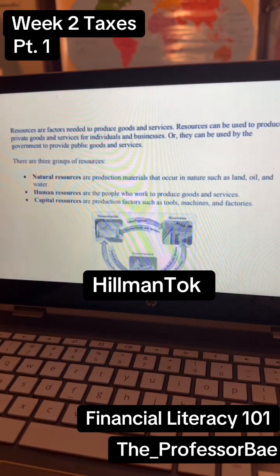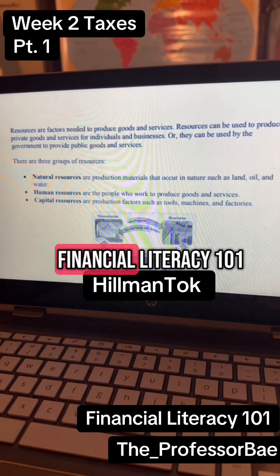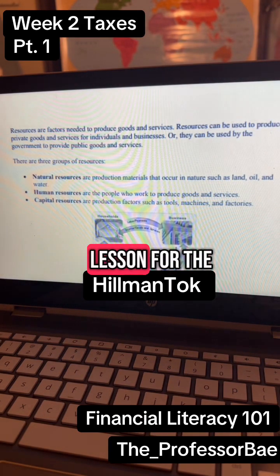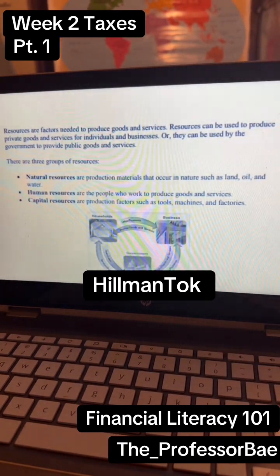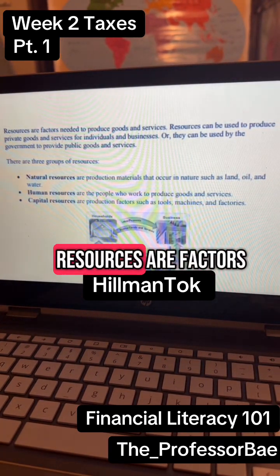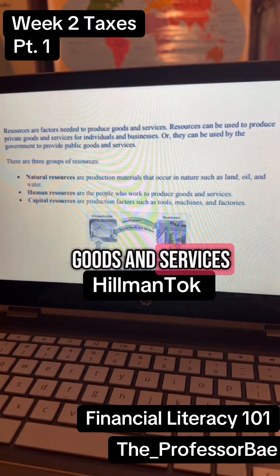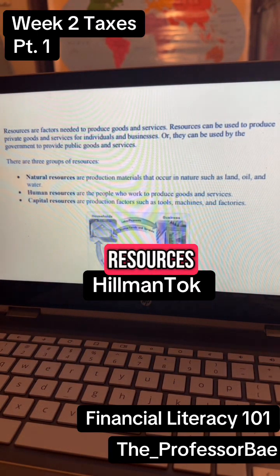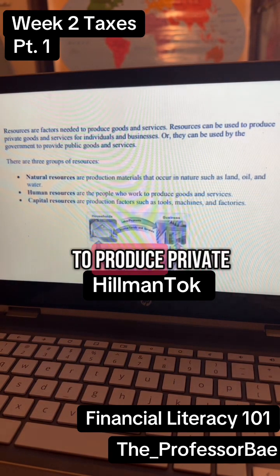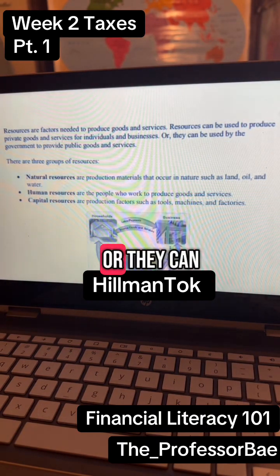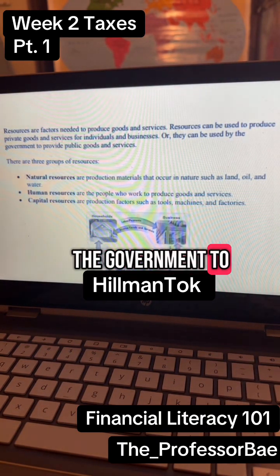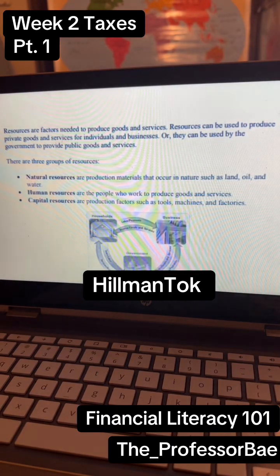So, taxes. Part of your financial literacy 101 lesson for the second week. According to IRS.gov, the reason for taxes is because resources are factors needed to produce goods and services. Resources can be used to produce private goods and services for individuals and businesses, or they can be used by the government to provide public goods and services. Stick a pin in that.